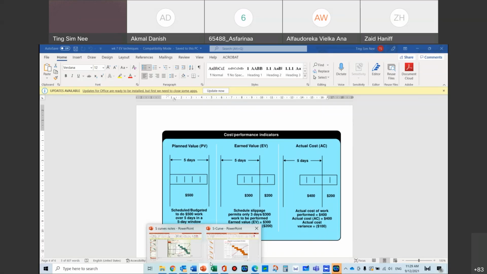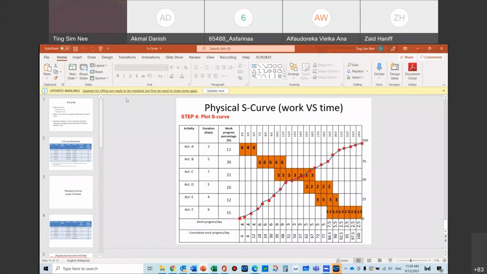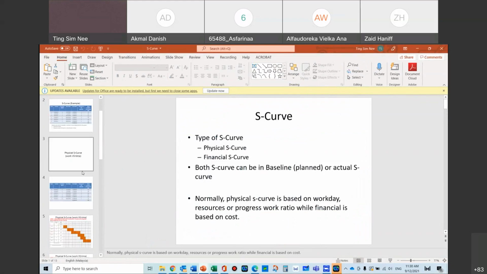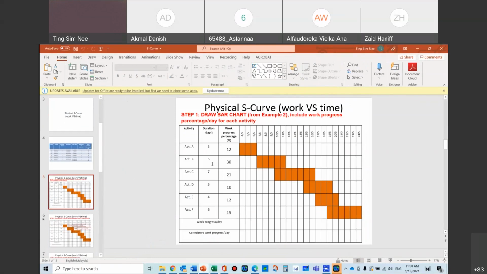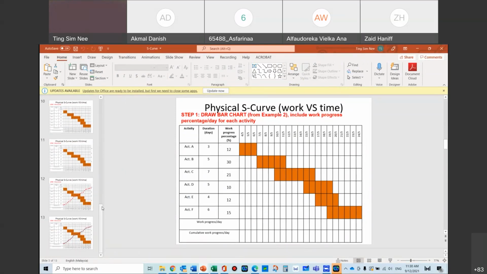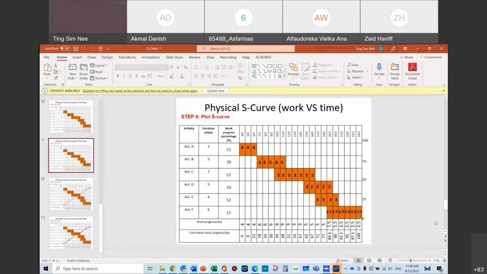Another example that we have in another set of notes is the S-curve. I have two notes here based on the S-curve. When you have a plan baseline, remember that PV, plan value, is the S-curve baseline. You draw that first, this is the first step. After that, this is the physical S-curve. I will explain physical in a while. I don't want to confuse you even further, so I'll just go for financial first.